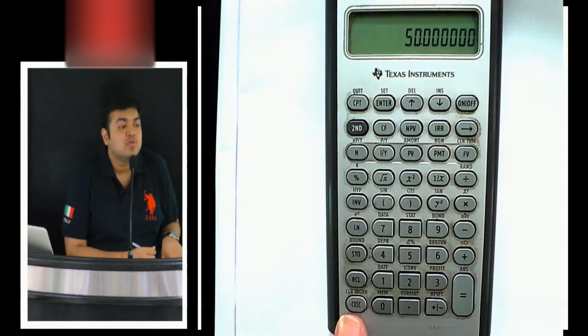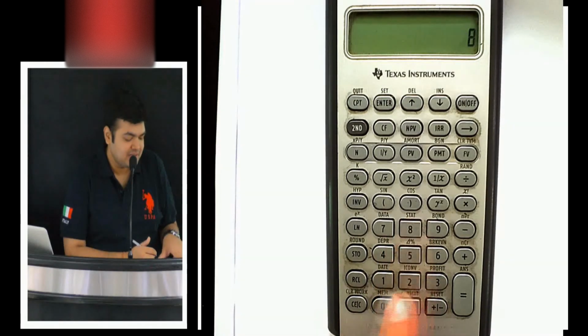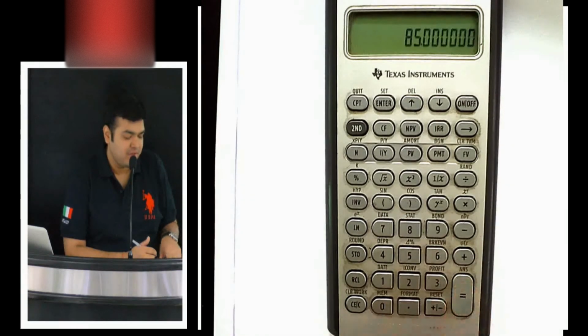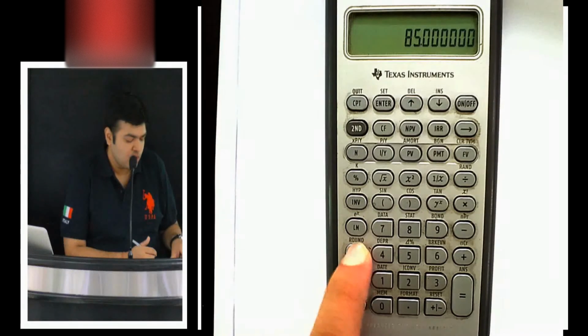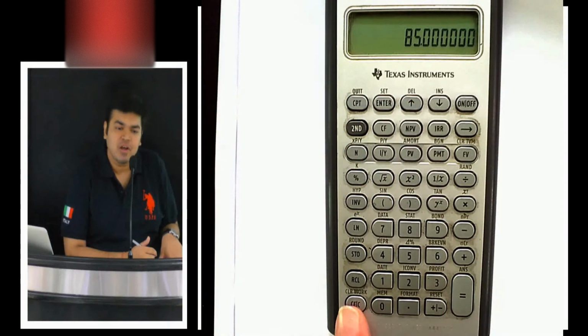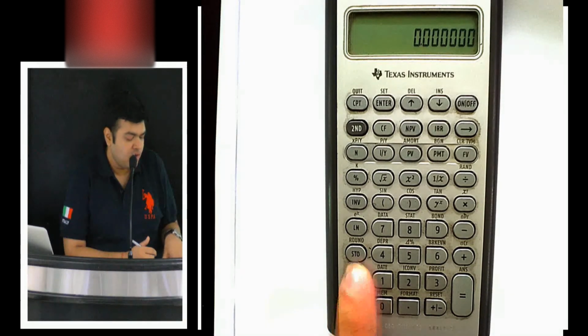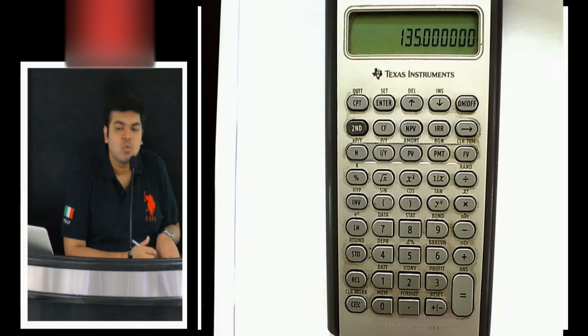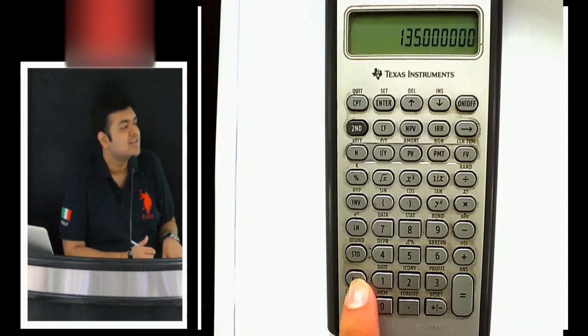So that means you've stored the value 50 in the digit 1, in the first place. Let me again do it. Let me try 80 plus 5, 85. STO 2, enter. So I have 50 and 85 in 1 and 2. What if I want to add 50 and 85? Recall 1 plus recall 2 equals to 135. So STO stands for store and RCL stands for recall.